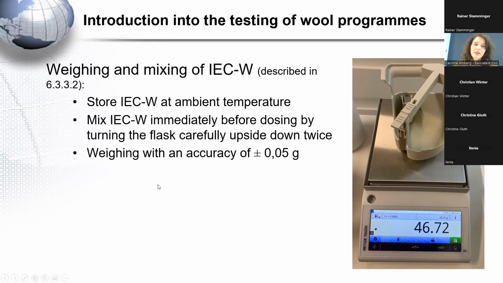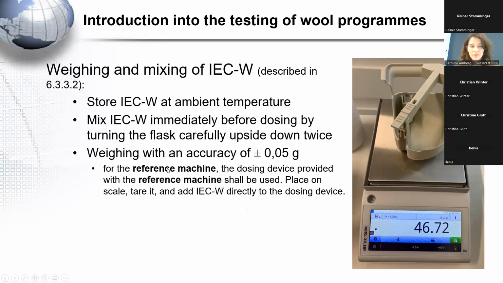The weighing should be done with an accuracy of 0.05 grams of this liquid detergent. This is feasible for the reference machine, where you have this dosing device that helps you. It can be a bit more tricky when you have a washing machine without a dosing dispenser that can be put on a scale, but I will talk about this later on in more detail.